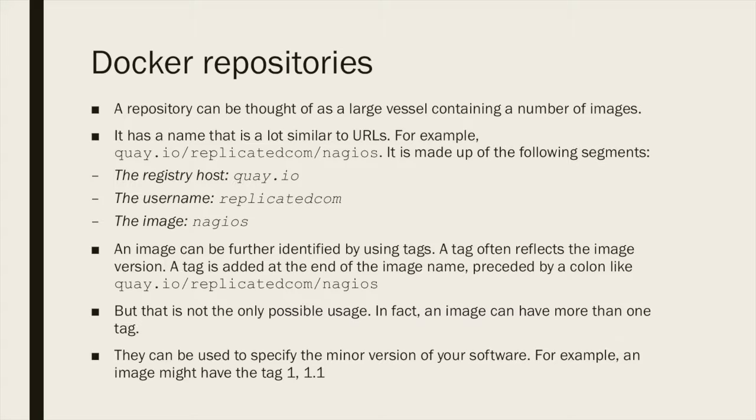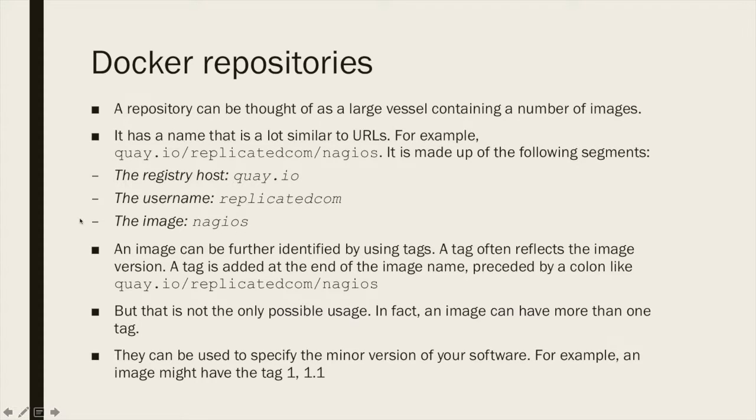For example, let's say here quay.io. This is another repository that contains images. /replicated.com/Nagios. This is the URL of an image. It is made up of the registry host, which is quay.io, the username that owns the image, in our case it's replicated.com, and the image itself, which is Nagios. Nagios is a monitoring system based on Linux, and it happens to have an image in this repository, quay.io, where you can download it and use it.